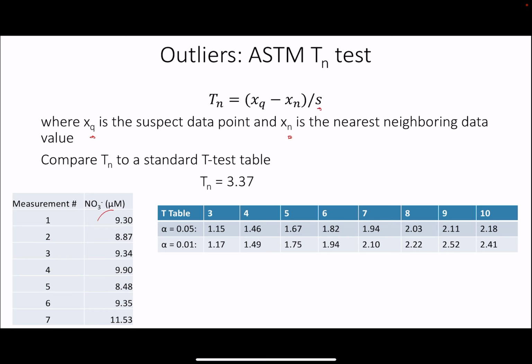So in this case, for this data set, you can see we're evaluating this outlier here. So you have 11.53 minus the nearest data point, which I think is this one, divided by the standard deviation, gives you a capital T value of this, and you would compare it to a T table. So in this case, if you look at the 99% confidence row, and n equals 7, the value we calculate is greater than this capital T value, so we can reject this outlier with 99% confidence. So instead of just saying it was way out there, we got rid of it, you can say something much more scientific.